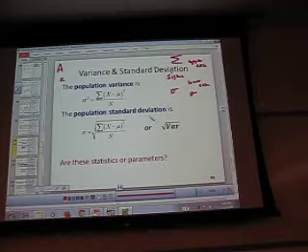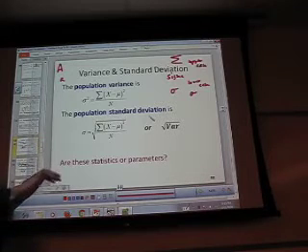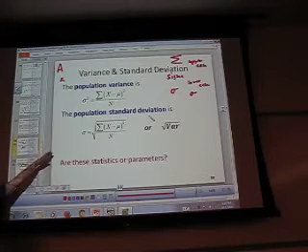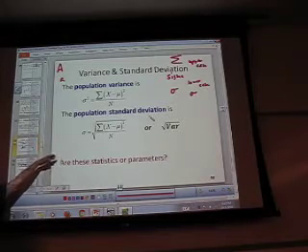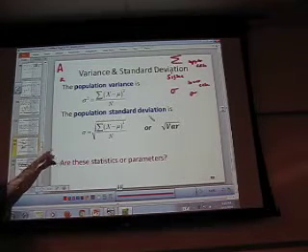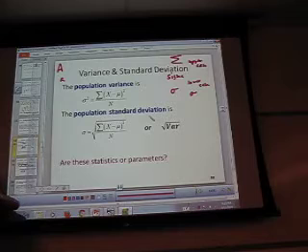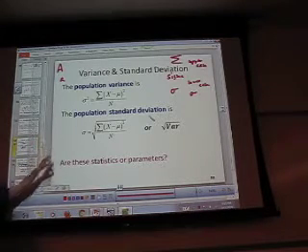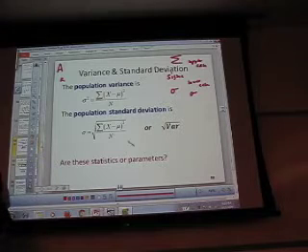All right. So first of all, are these things statistics or parameters? Parameters. Why? It's for the population. Everybody on board? Did everybody get that last part? Yes. Okay. They're parameters.